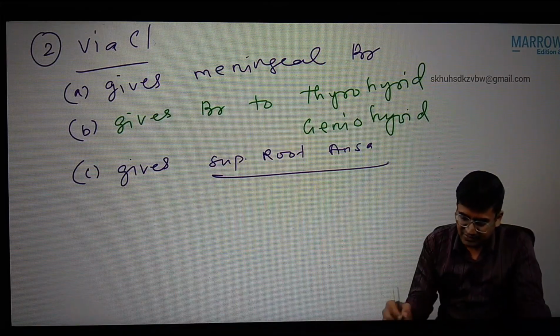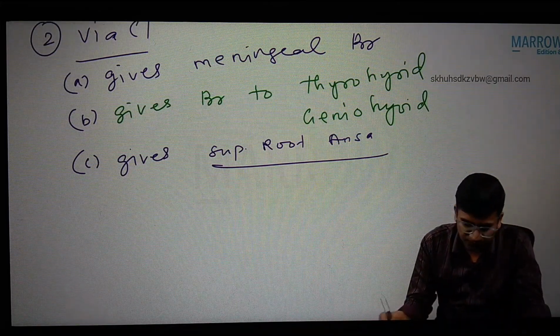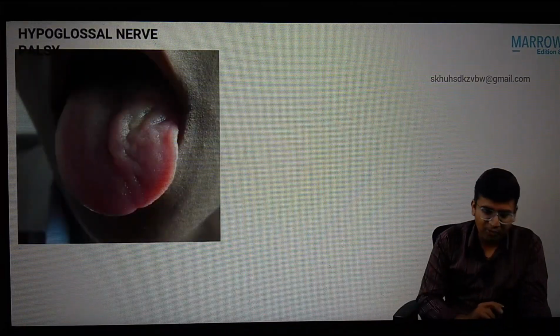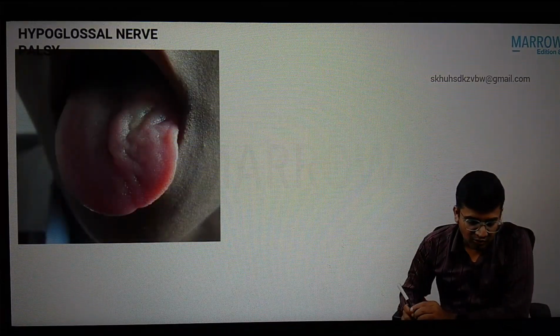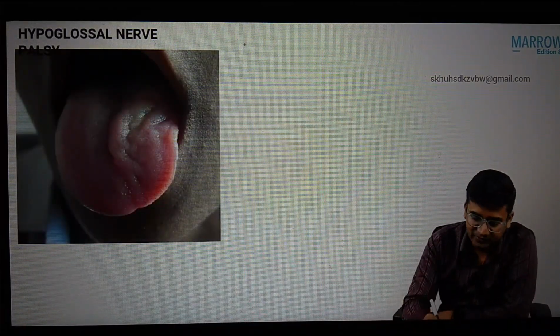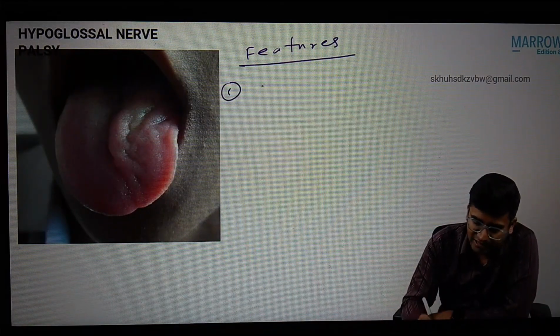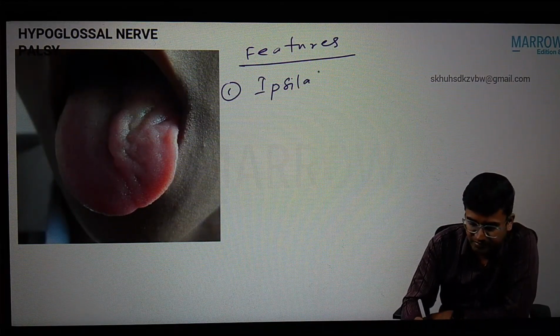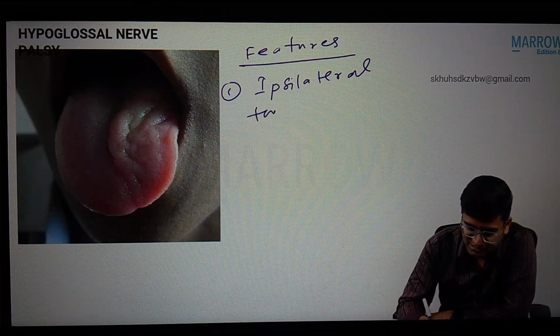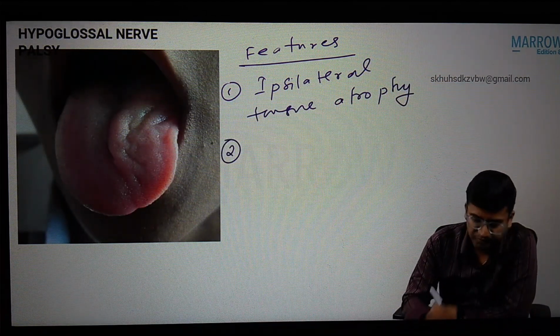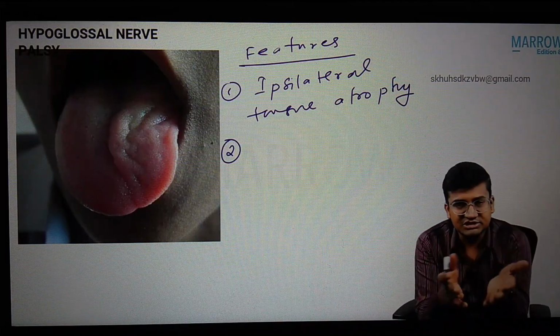Okay, right. So that's all about the branches. Next, we're going to see hypoglossal nerve injury. Now, in the case of hypoglossal nerve injury, what are the features? Number 1, ipsilateral tongue atrophy. Number 2, the tongue deviation.